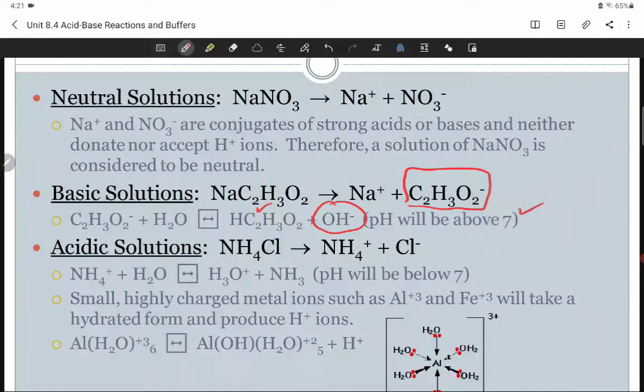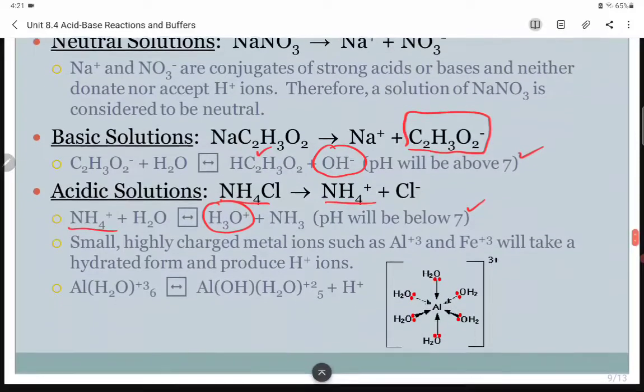On the other hand, ammonium chloride makes ammonium, and ammonium would react with water to make that acid, well, the hydronium that's going to affect the pH, make it acidic.